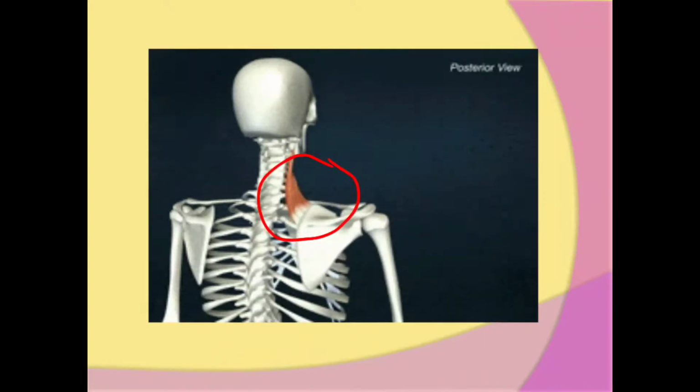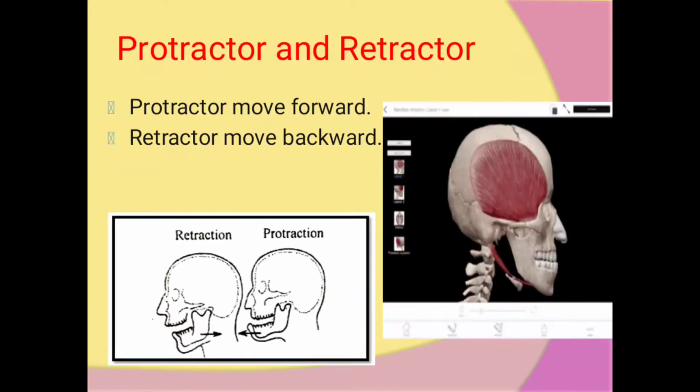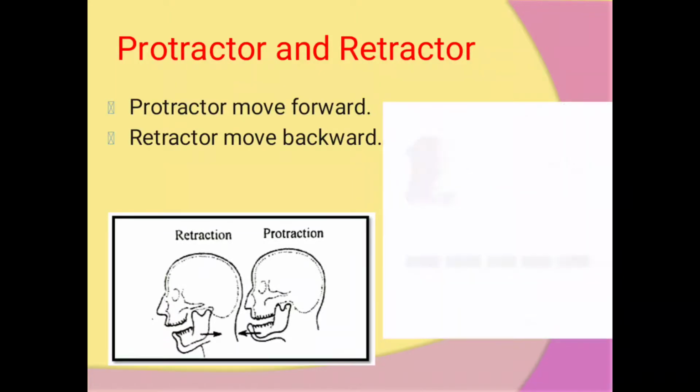That's why levator, if this levator raises the body part, depressor lowers the body part. Then the next example is known as the protractor and the retractor. Now protractor moves forward and retractor moves backward.